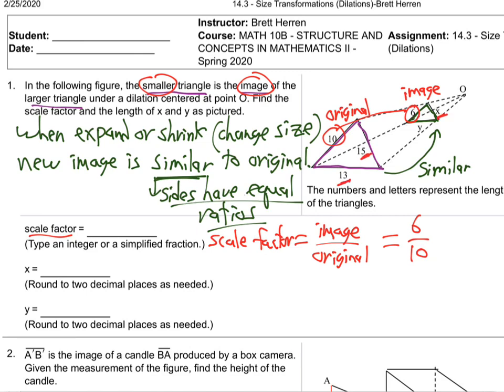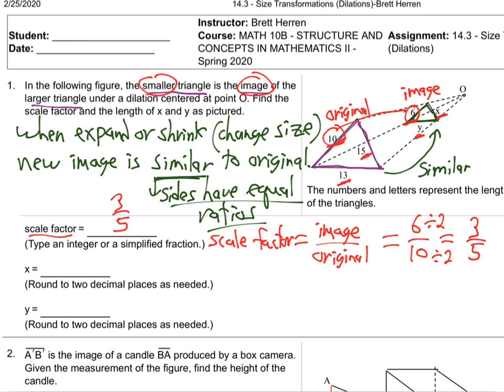And I know the bottom of the big triangle is 13, but I don't know the bottom of the little triangle. So the only case in which I have two numbers is the left side and the left side. I have both of those numbers. So we always reduce fractions, right? So let's reduce this fraction. Divide top and bottom by 2. And so that's the scale factor, 3/5.